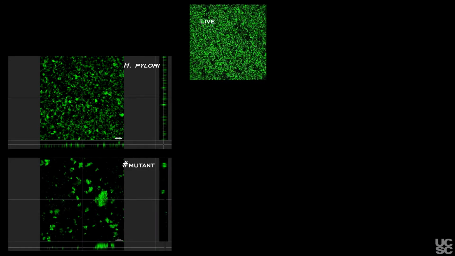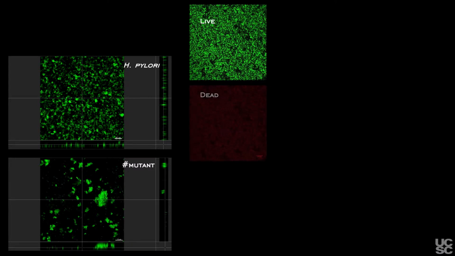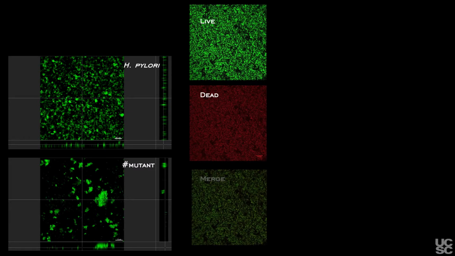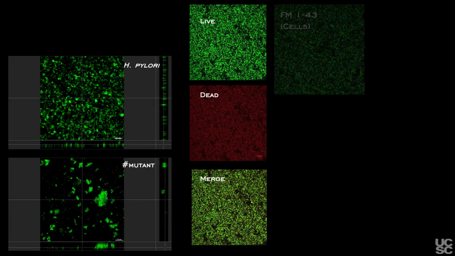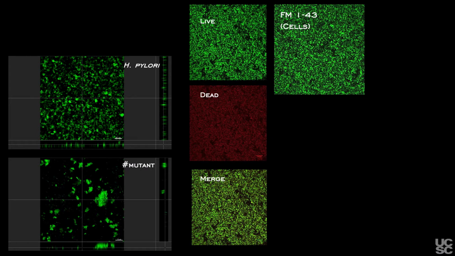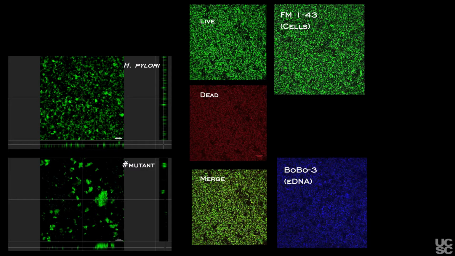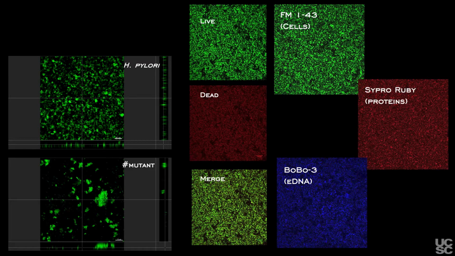To study the biofilm architecture or its composition, we can also use confocal microscopy. Using different dyes, we can stain bacterial cells or some components of the biofilm, such as the FM143, which stains the bacterial membrane. But we can also use BOBO3 in blue that can stain specifically the extracellular DNA, and the SYPRO Ruby in red, which is specifically staining the extracellular proteins.